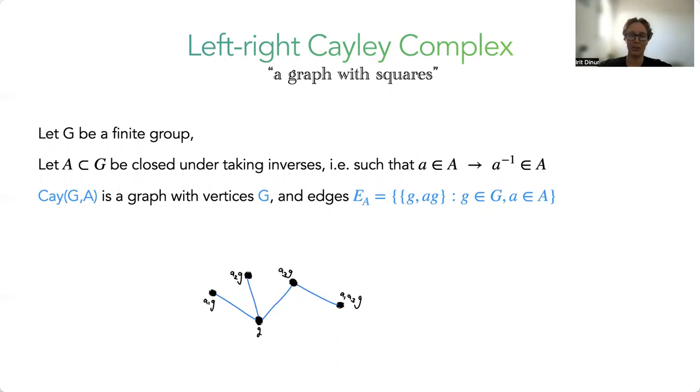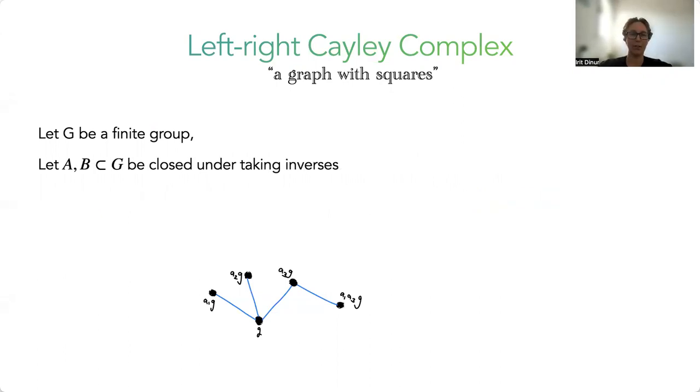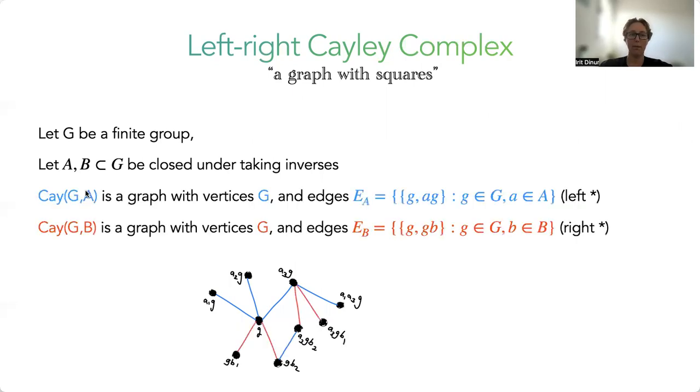So that's a standard Cayley graph. And we're going to actually take two Cayley graphs, one with the generating set A and one with the generating set B. But we're going to do it with a little twist. The A graph is going to use left multiplication, so the A edges go from G to A times G. And the B graph is going to use right multiplication, so G goes to G times B. Okay. And you have this graph where you have two sets of edges on the same set of vertices.